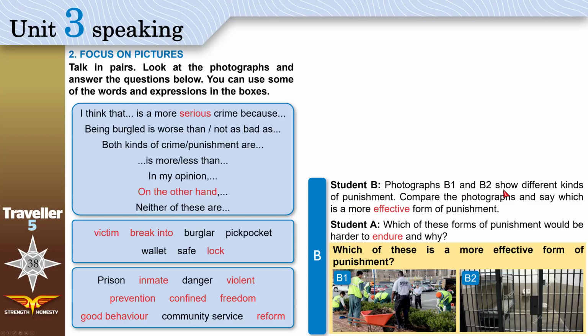B. Photographs B1 and B2 show different kinds of punishment. Compare the photographs and say which is a more effective form of punishment. Effective, it gives better results. Punishment 1, community service, or punishment 2, imprisonment. Student A, which of these forms of punishment would be harder to endure, to tolerate, and why?